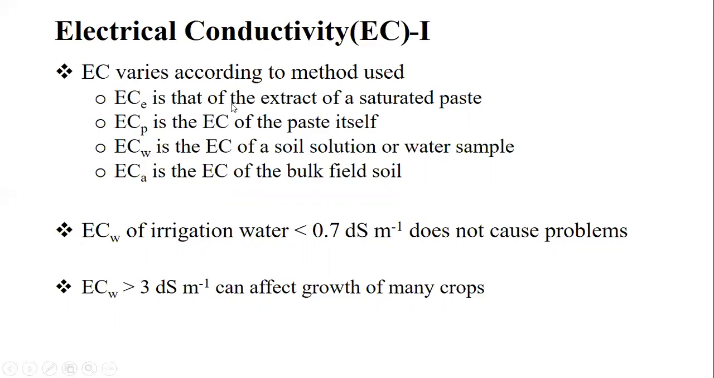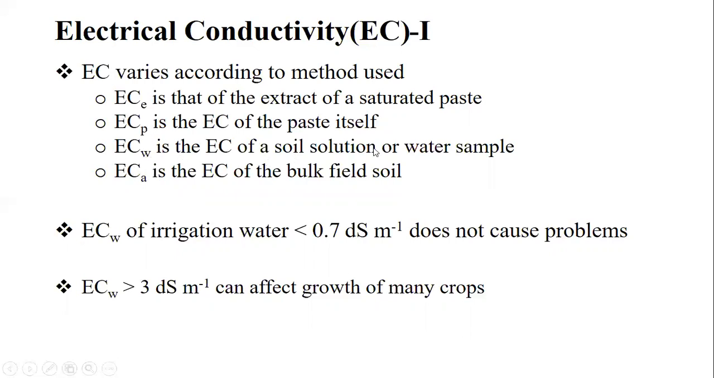And I have talked about it a little bit when I talked about salt solution, how do we represent salt solution? One of them is to make a paste and get the extract of that paste. So if you measure the electrical conductivity of that extract from the saturated paste, we call it ECe, the extract. ECp is if you measure the conductivity of the paste itself. You put the electrodes in the paste itself without getting the extract. So that is the ECp, the paste itself.